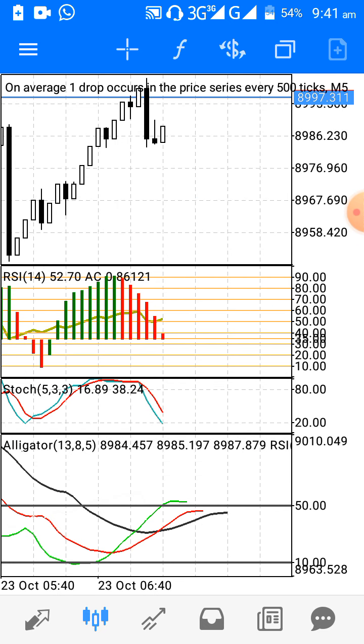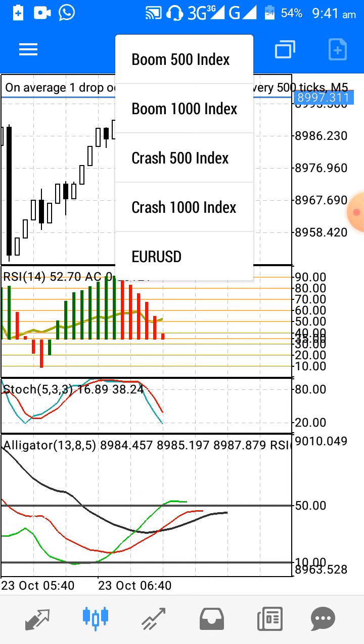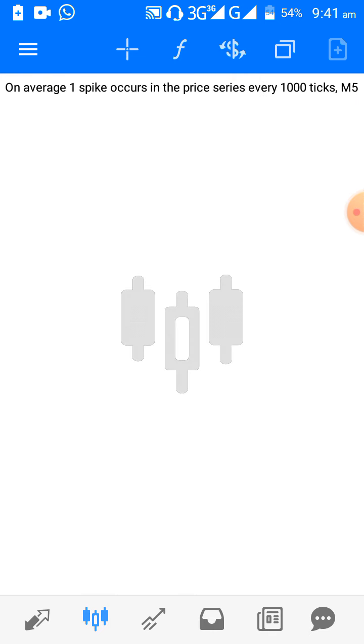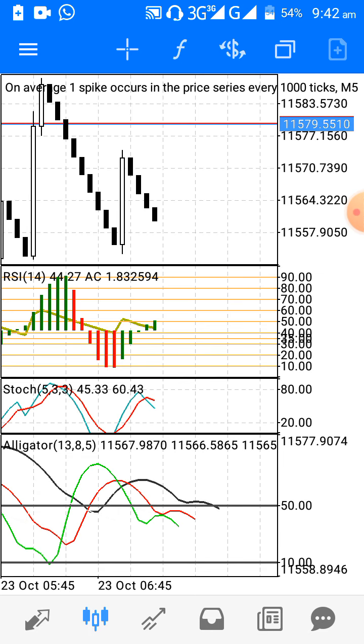Okay, so now the market is really going down, is really on a downtrend. So I won't advise anybody to trade at this moment, except for those that are selling. Okay, so let's go to Boom 1000. Let's see. So this is Boom 1000.